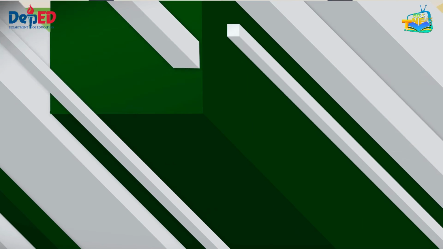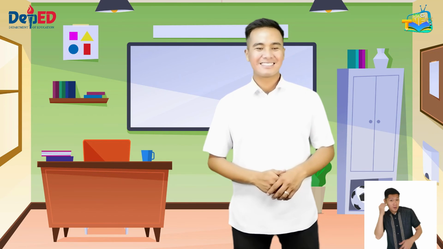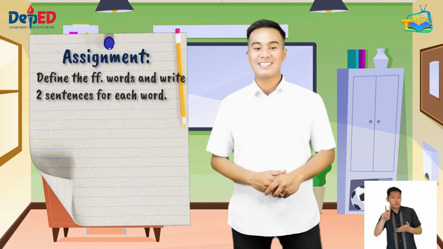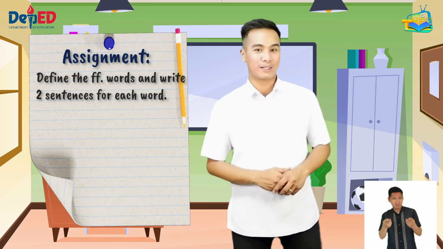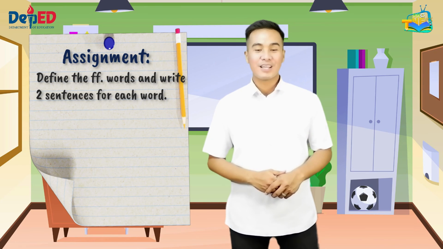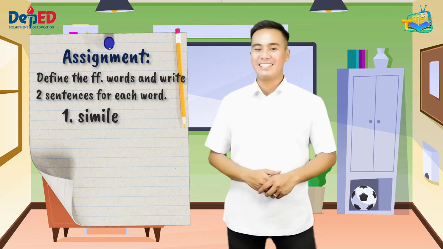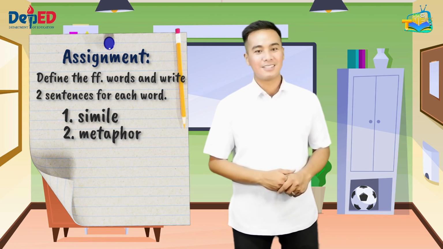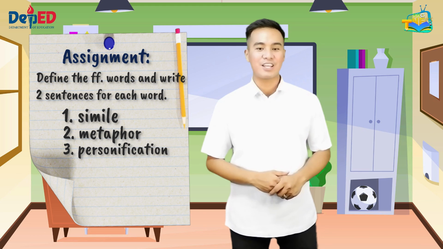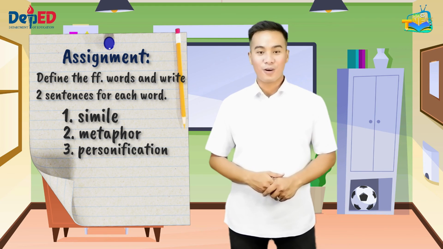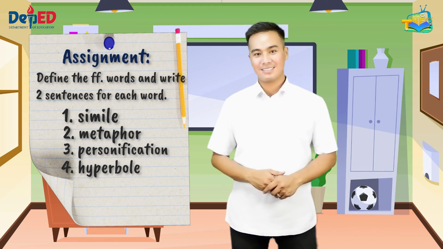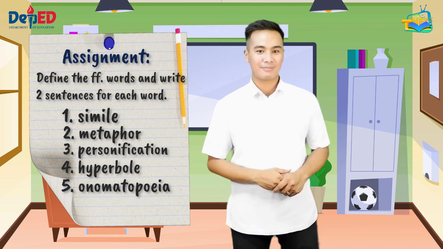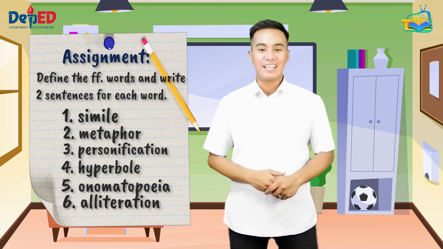Congratulations! For your assignment, define the following words and write 2 sentences for each word in your notebook. Number 1, simile. Number 2, metaphor. Number 3, personification. Number 4, hyperbole. Number 5, onomatopoeia. Number 6, alliteration.